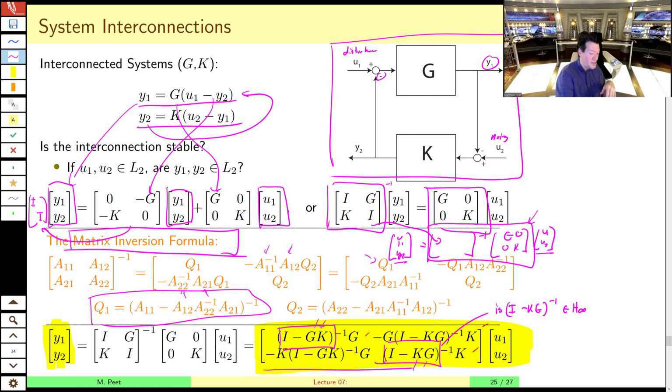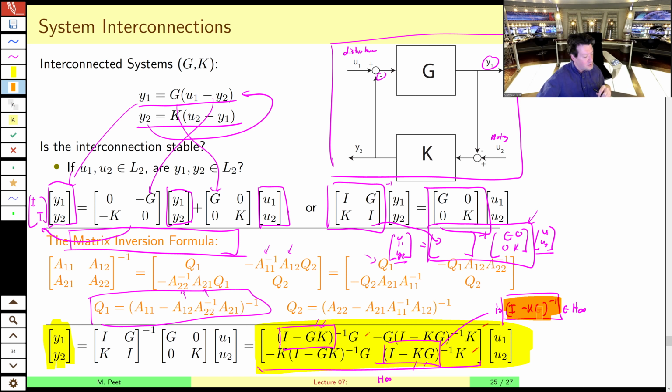Because if this whole thing is an element of H infinity, then the relationship between inputs and outputs is stable. And furthermore, we can find a norm on it, just the norm of this big thing. However, of course, the question of whether I minus kg or I minus gk is invertible is a big one. That is the question, in fact.